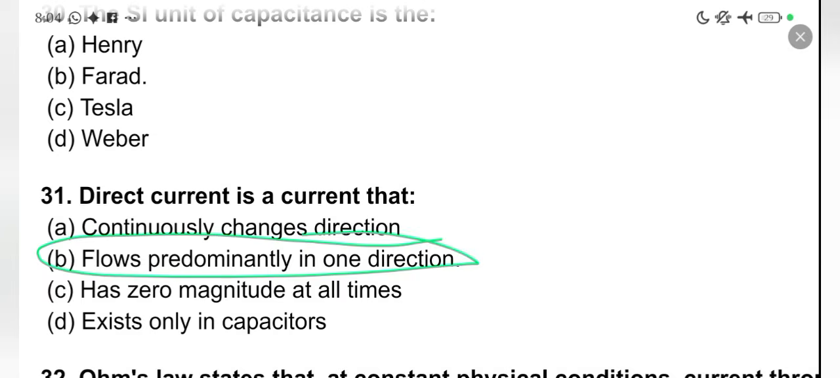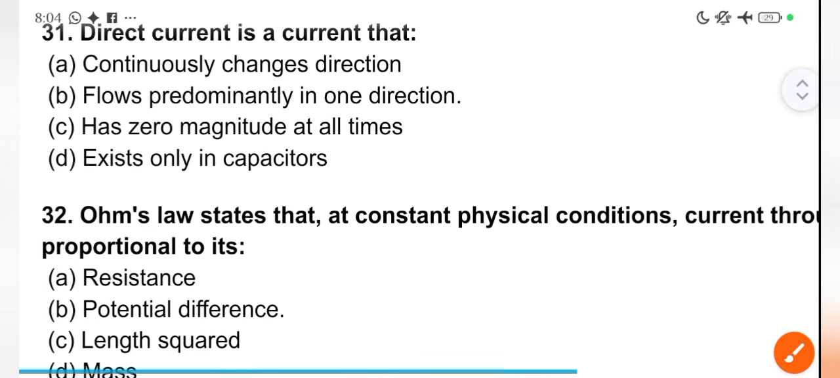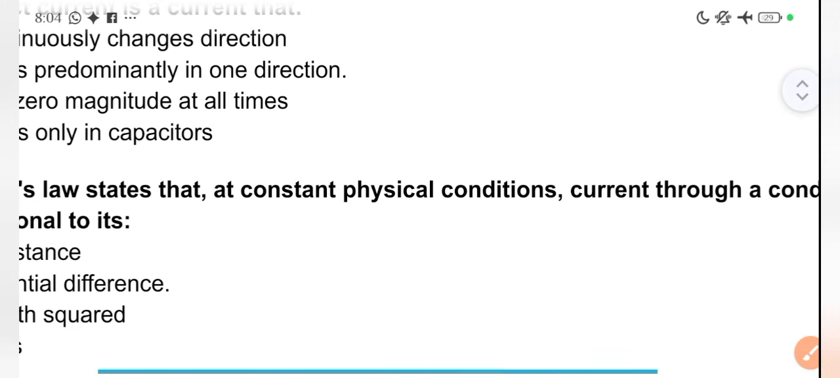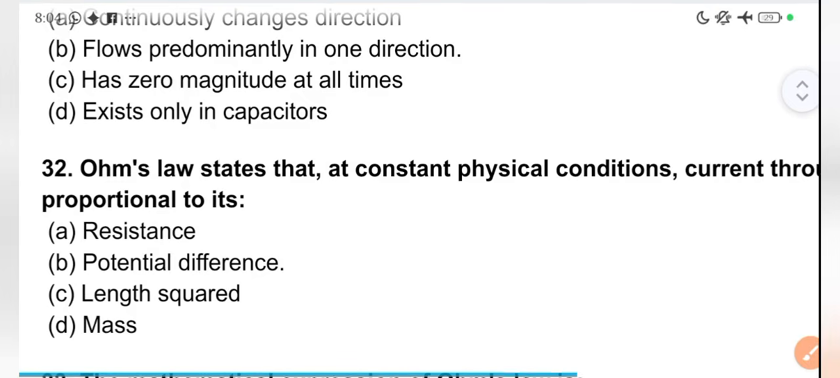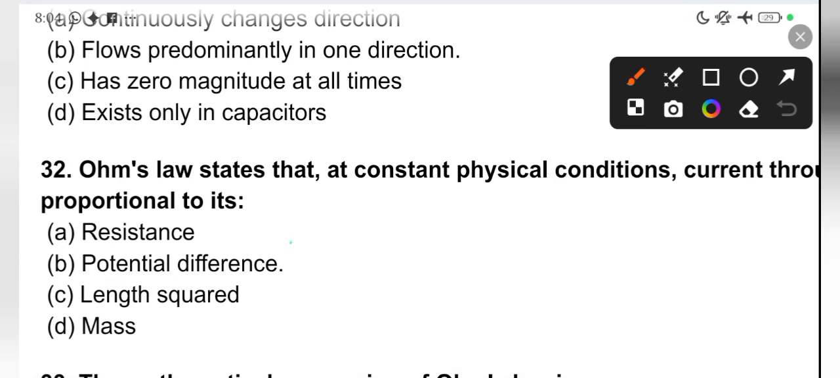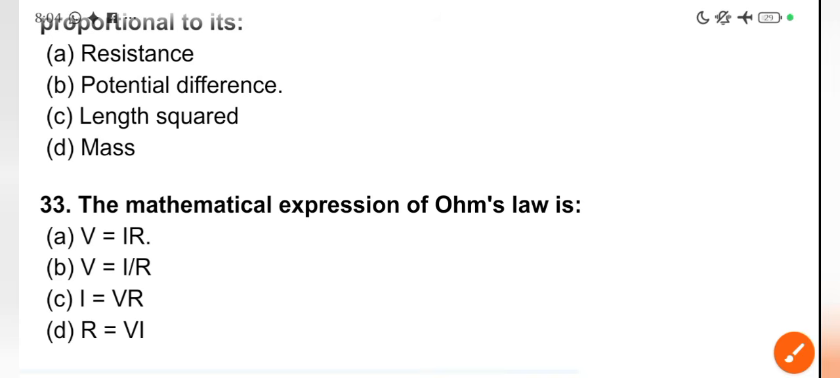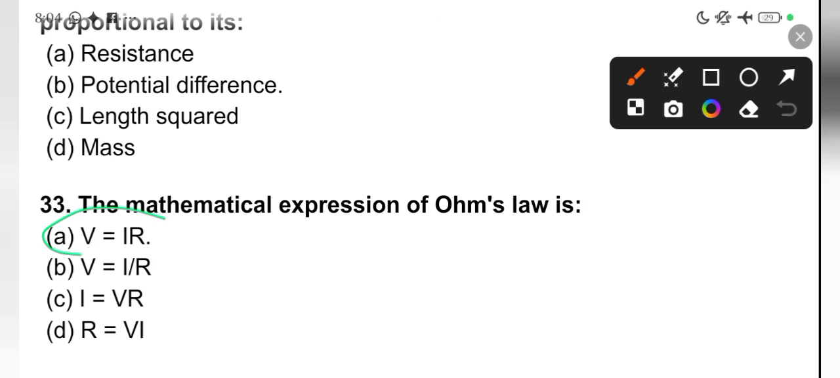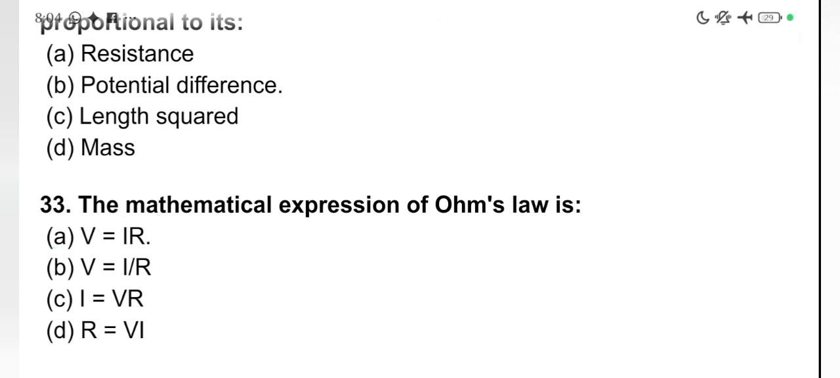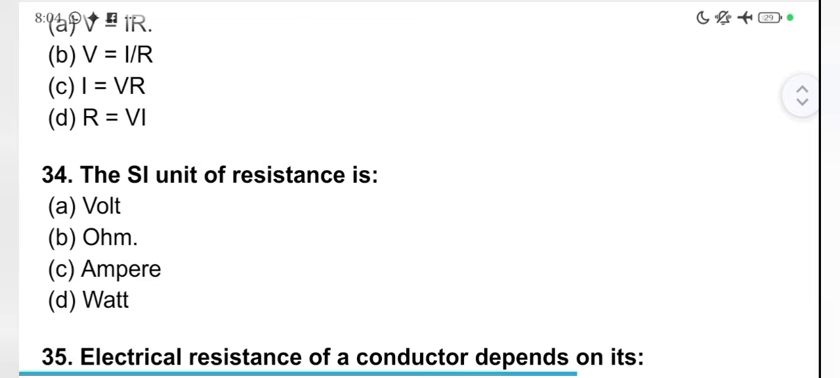Ohm's law states that at constant physical conditions, current through a conductor is proportional to its potential difference. The mathematical expression of Ohm's law is V equals IR. Of course, the SI unit of resistance is ohm.